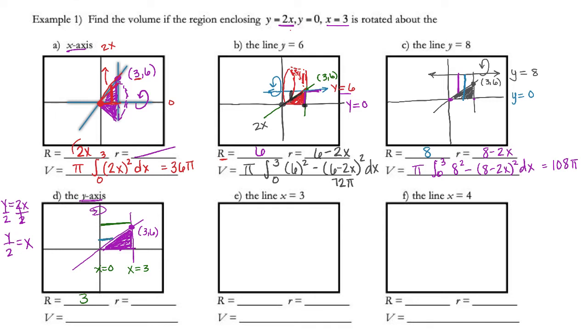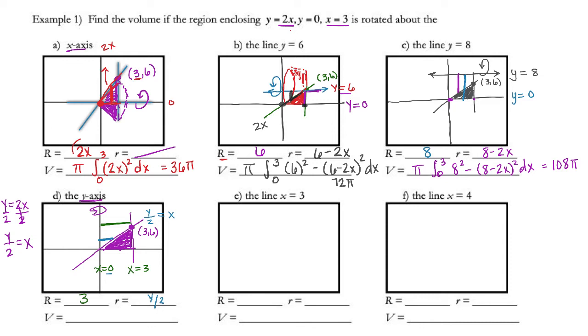This is going to be our small radius, and that's going to be the distance from here. Instead of saying 2x, we need to say y over 2. That was that function, all the way to x equals 0. Well, then that distance is just going to be y over 2, or y over 2 minus 0, but you definitely don't have to write that 0.